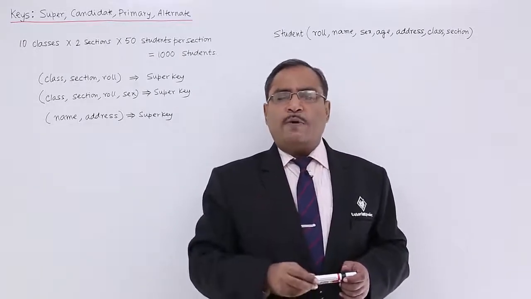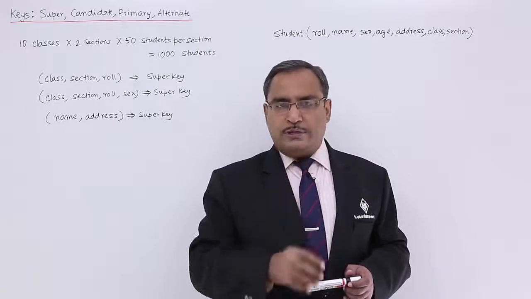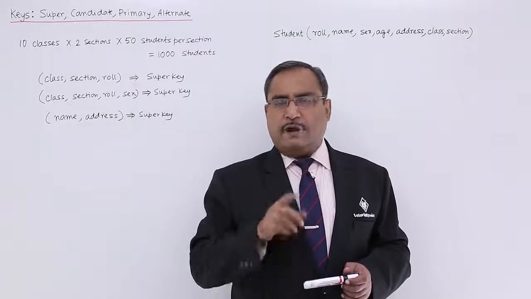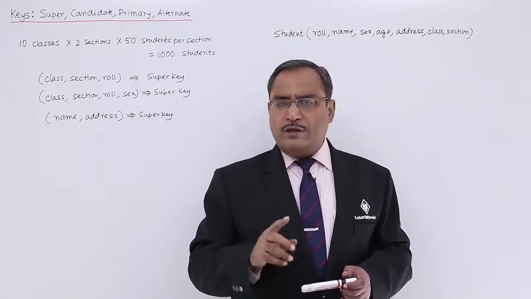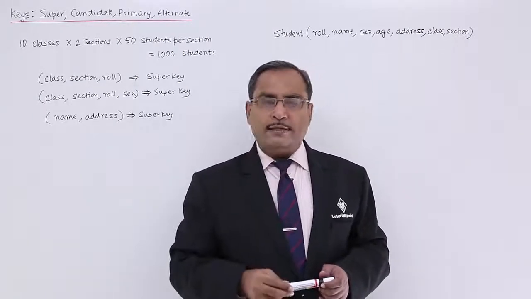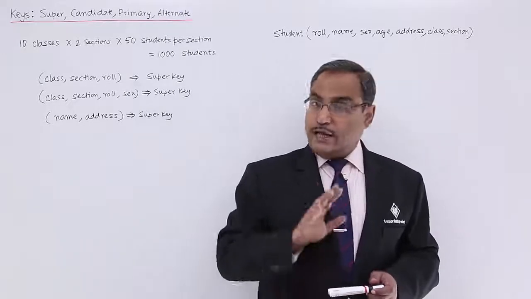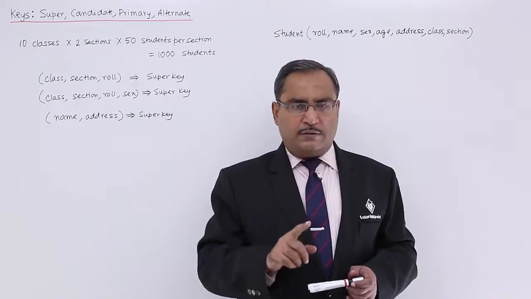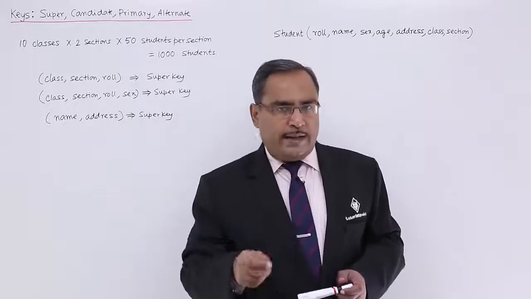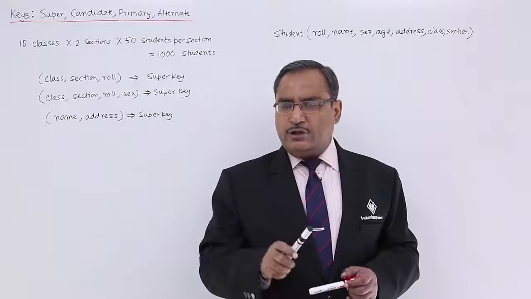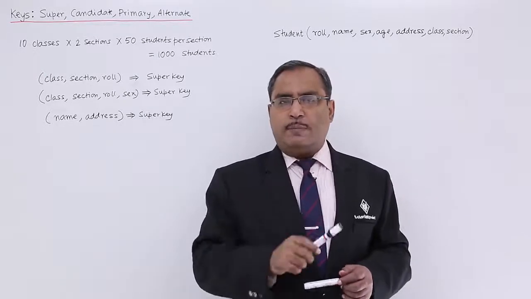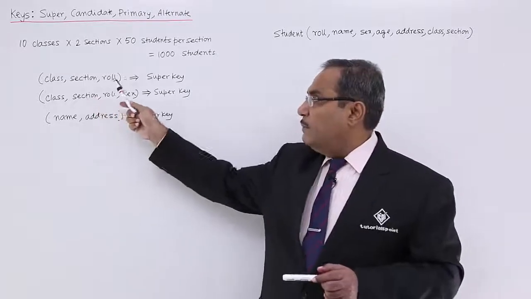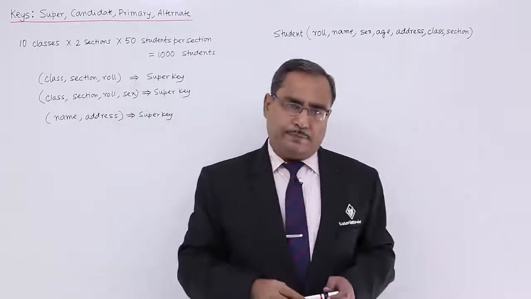Roll number 5, class 2: how many students will raise their hand? 2 students. Roll number 5, class 2, section A: how many students? Only 1 student will raise their hand. So for the unique identification of a student in that gathering, I require a combination of class, section, and roll number. This combination of class, section, roll number is called a super key.